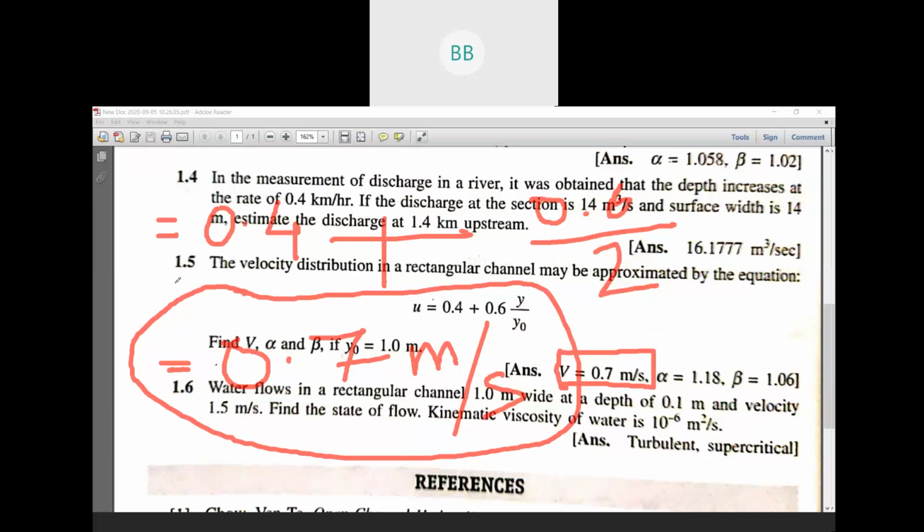Similarly, you just try to find out the alpha value. For average velocity, we have just now calculated that value, which is 0.7 meter per second.